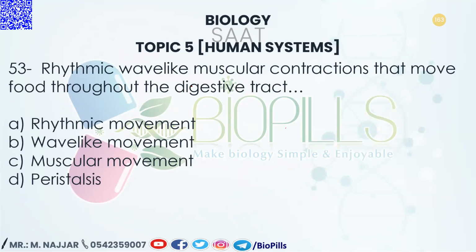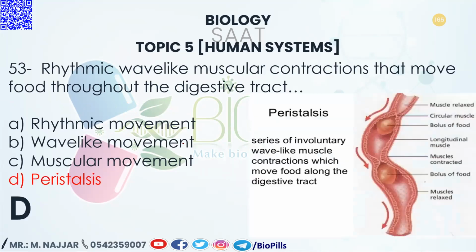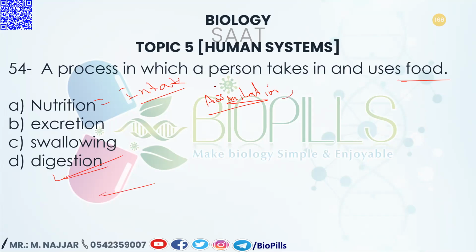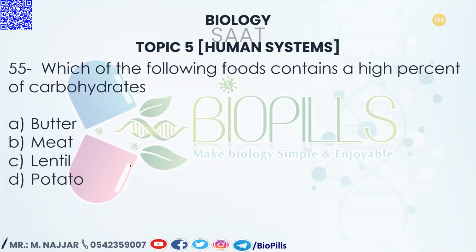Question 53. Rhythmic wave-like muscular contractions that move food throughout the digestive tract. It is the peristalsis movement. Perfect. Question number 54. A process in which a person takes in and uses food. He said "and use." If he said "by the cell," it should be assimilation, but it's not mentioned, so it is digestion. Nutrition we can say is intake or ingestion, and there is digestion, egestion, and assimilation, in which the cells take in and use the food, but it's not mentioned. So digestion is the closest answer.